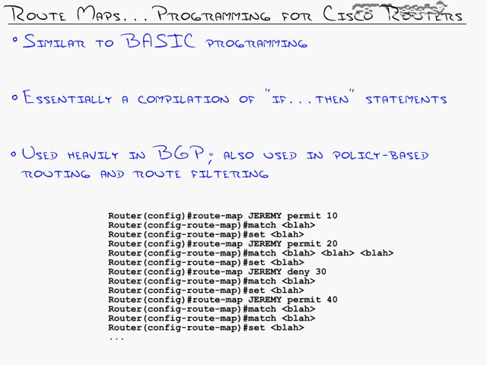It's also used in something known as policy-based routing, and of course, the one we're going to talk about here, route filtering. But I don't want to just leave policy-based routing unturned. Policy-based routing is a type of routing that you can essentially apply any sort of criteria to an interface that you want. Let me give you an example.